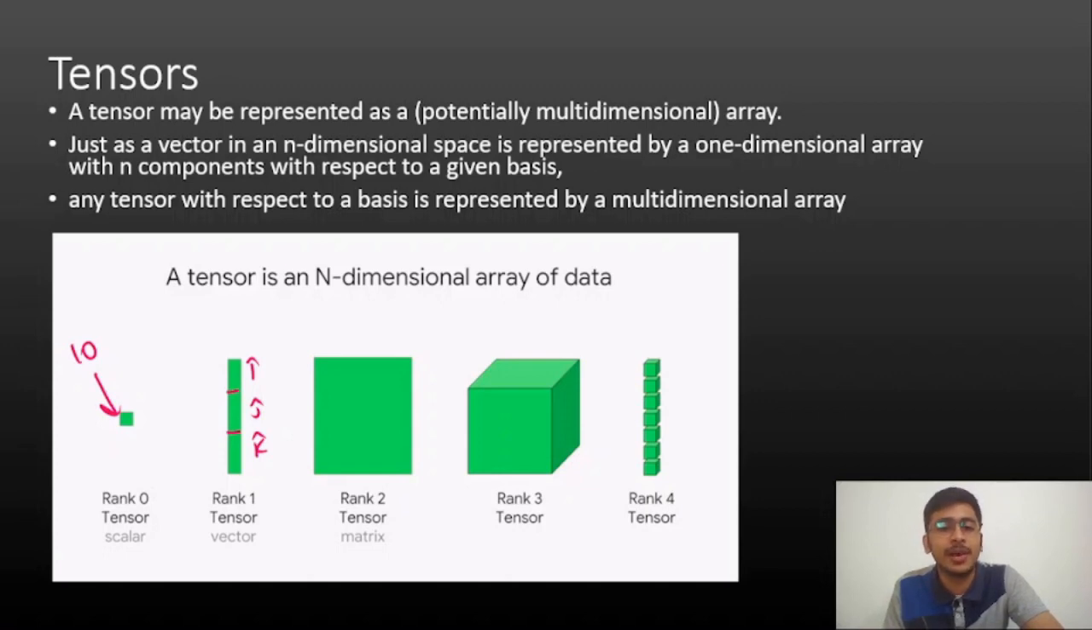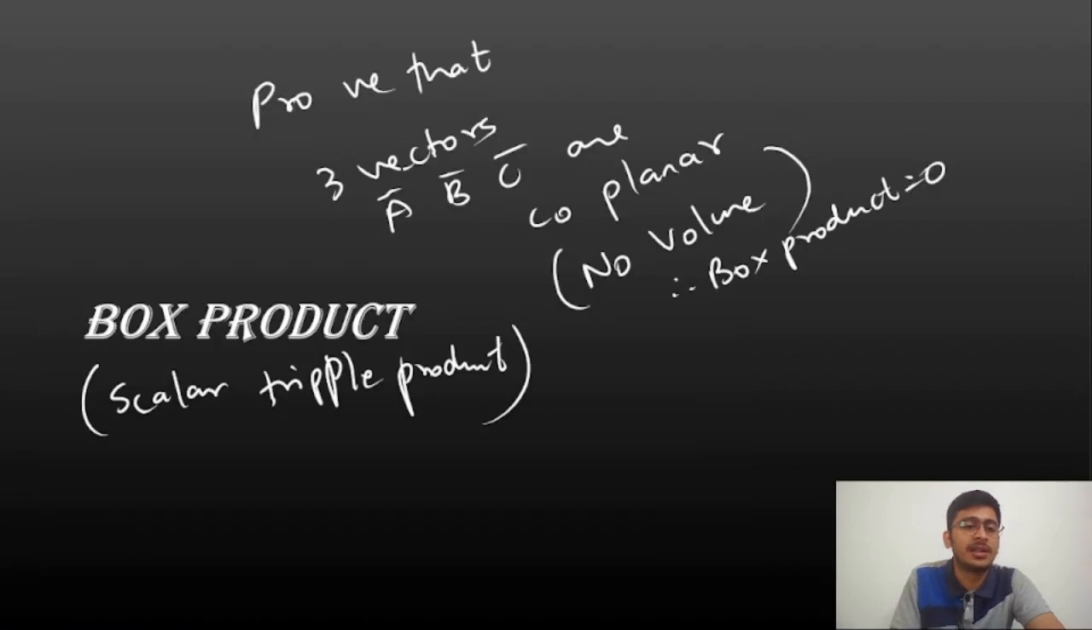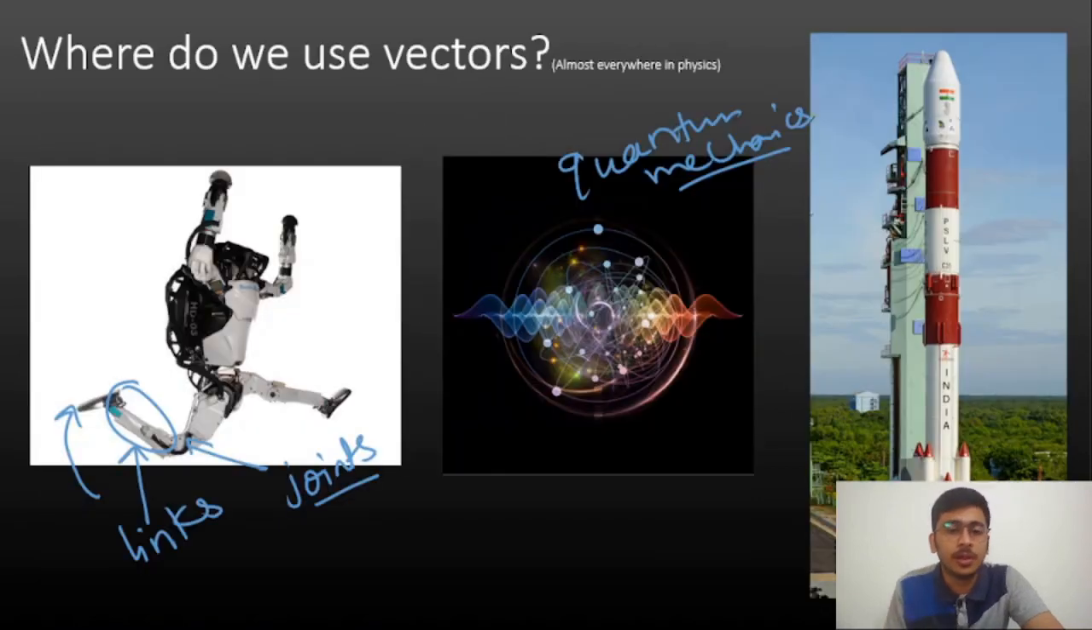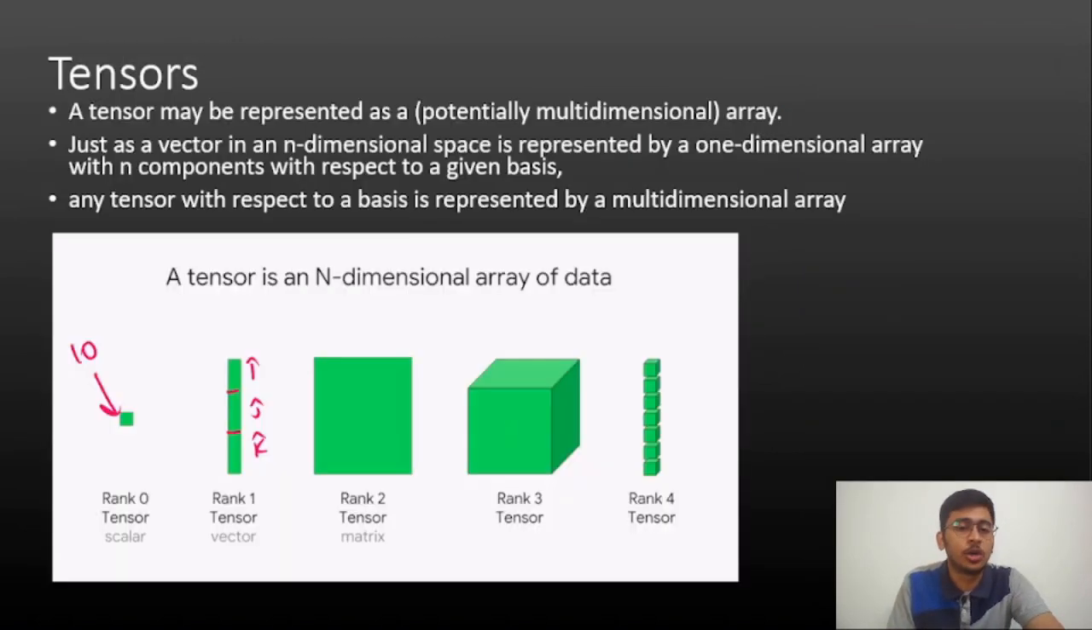Rank 2 tensor is a matrix, which we are going to study lots in mathematics. I can give you an example. It might be a bit complicated for you guys, but when we saw the example of a robot, these links and joints rotate, and rotation can be expressed in a matrix. That is a rank 2 tensor.